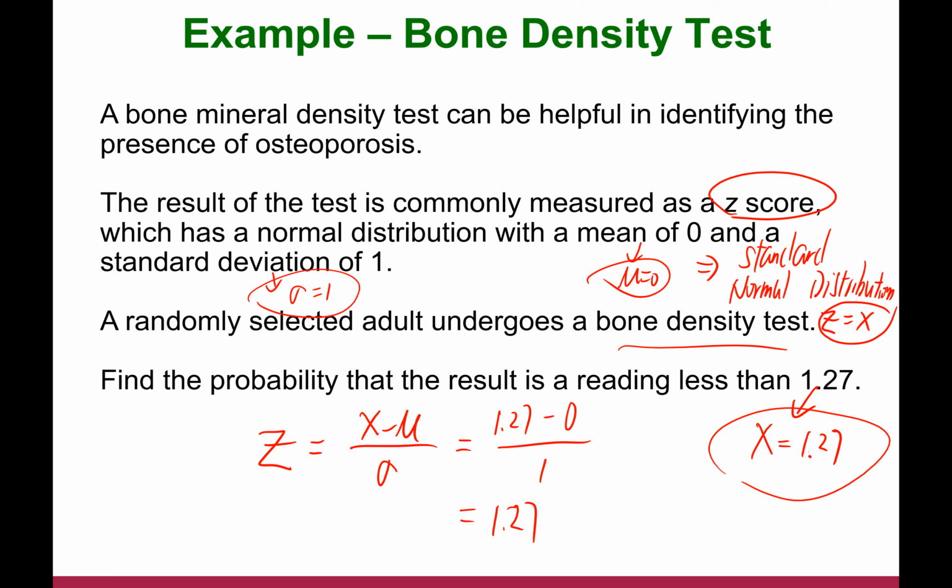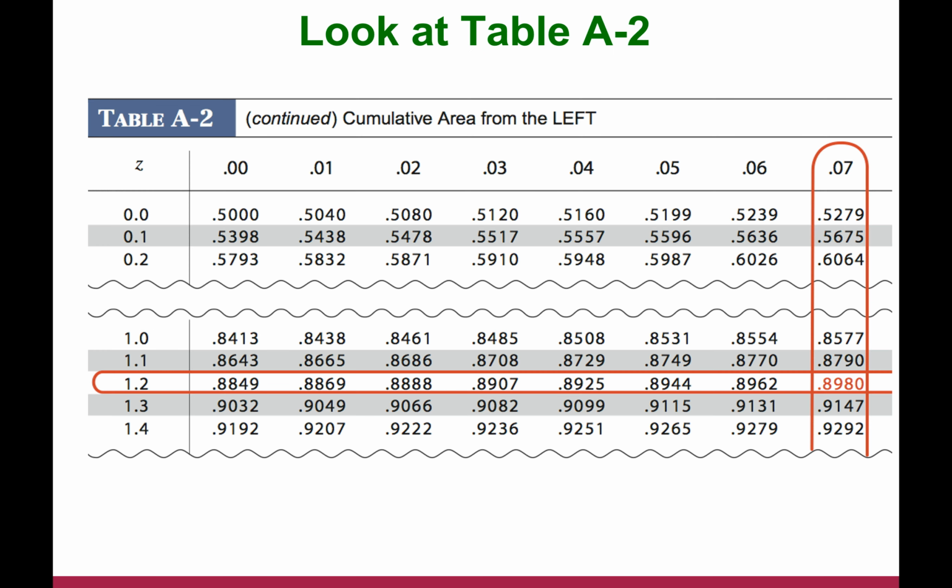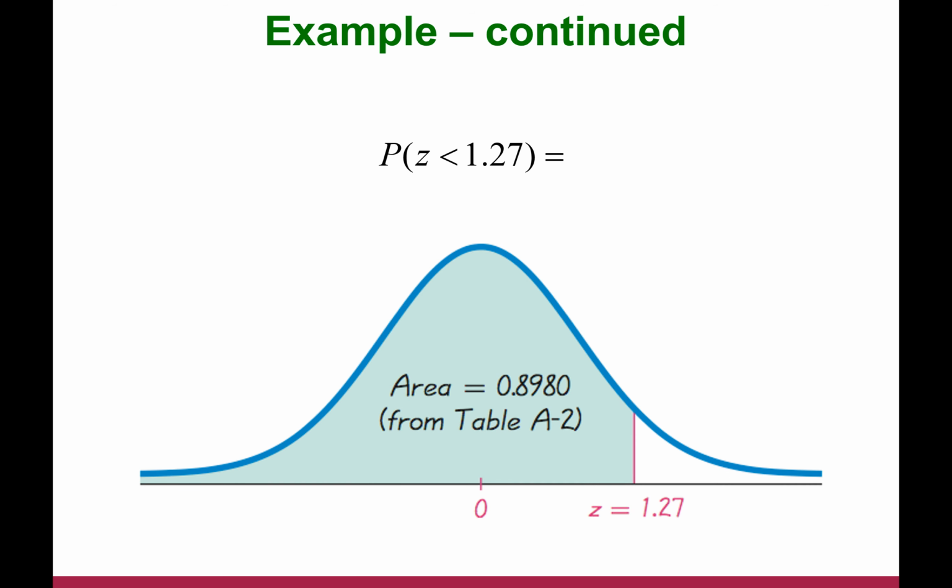Since the z-score equals 1.27, you go to table A2, 1.2, on the second page of table A2. Then you can see 1.2 and then 7, the intersection becomes 0.8980. So the area all the way to the left on table A2 turned out to be 0.8980. And we're looking for the area to the left. So the probability here is 0.8980.